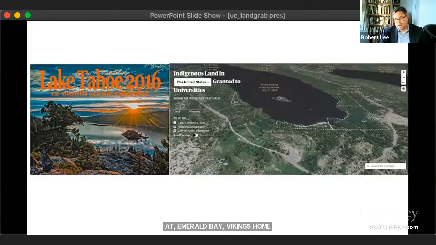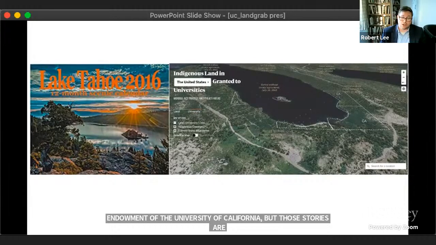You won't see any mention of this being Washoe land, this being land that was converted into the endowment of the University of California, but those stories are there too. And this project was designed to be able to pull them out.